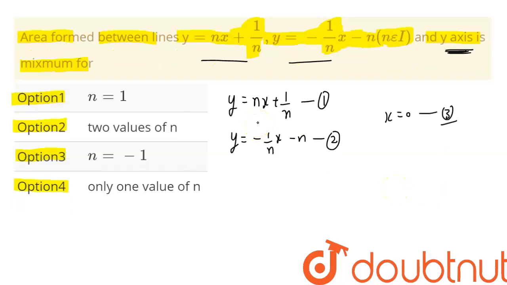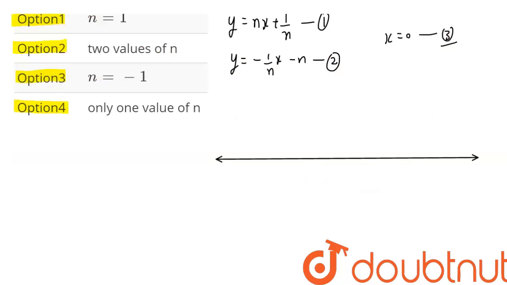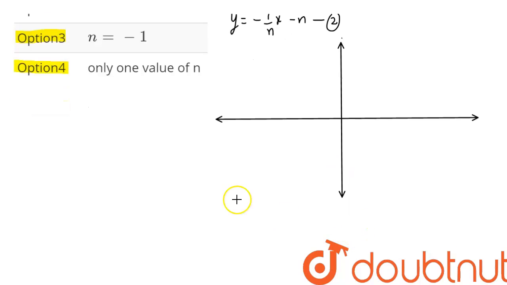Now we are going to plot all of these 3 lines on the graph. For plotting the graph we are going to assume that n is positive. If we draw the graph, let us say this is the x-axis, and similarly here we have the y-axis starting from here. So this is our y-axis. Now let us name them: here we have the origin, this is our x, and this is our y.